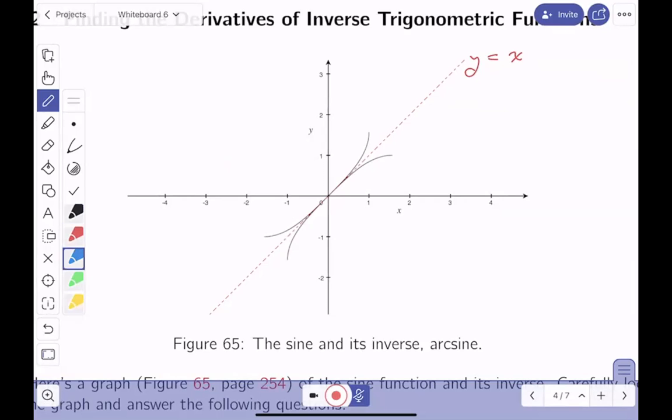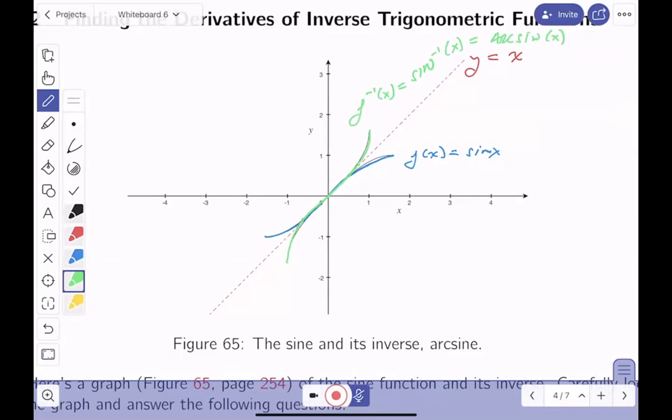What does the sine function look like? This most likely is the sine function. I'll write this over here: f of x equals the sine of x. And I see something else, which looks like a rotation of the sine function about the line y equals x. So this is most likely the inverse function. What's the inverse function called? It's still read as inverse sine, or some people write arcsine of x.